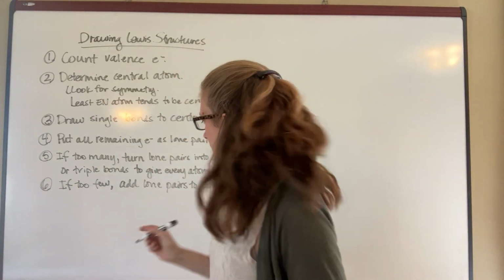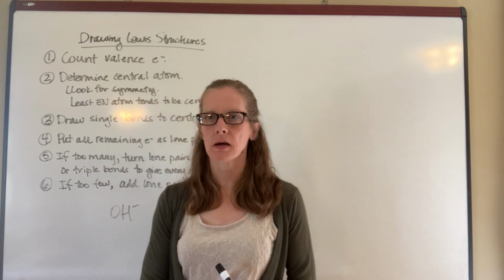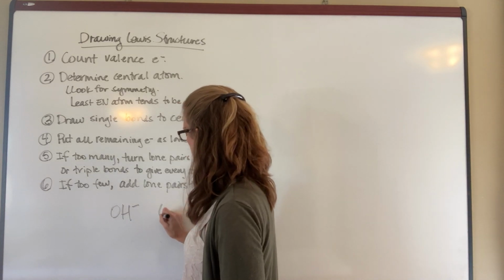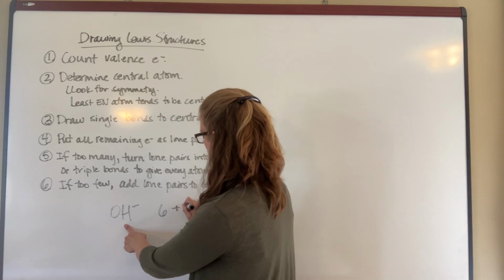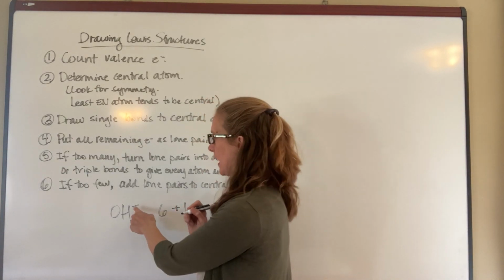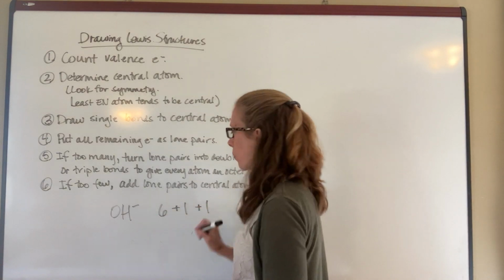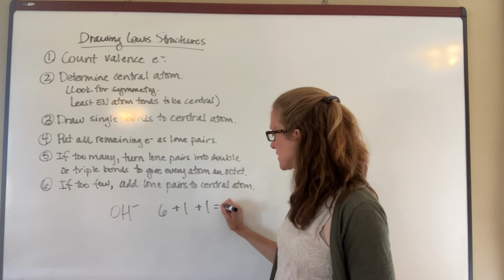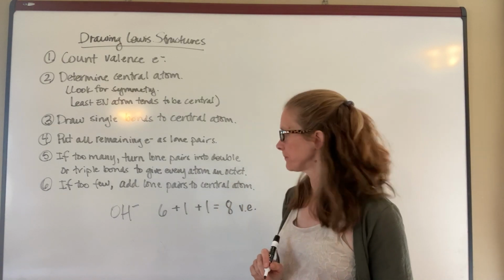Let's say that I have a hydroxide ion, OH minus. My oxygen is going to have 6 valence electrons. My hydrogen is going to have 1 valence electron, and because it has a negative charge on it, that means it's going to have 1 more valence electron that I'm going to add. So that's going to be a total of 8 valence electrons, all right?